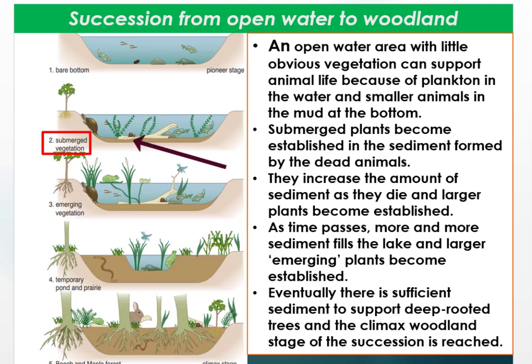Then, submerged plants and some small organisms grow or become established on these sediments. This increases the amount of sediment as these organisms die and larger plants become established. As time passes, more and more sediment fills the lake and larger emerging plants become established or grow. Eventually, there is sufficient sediment to support deep-rooted trees or plants. Then this open water area has changed to climax woodland.